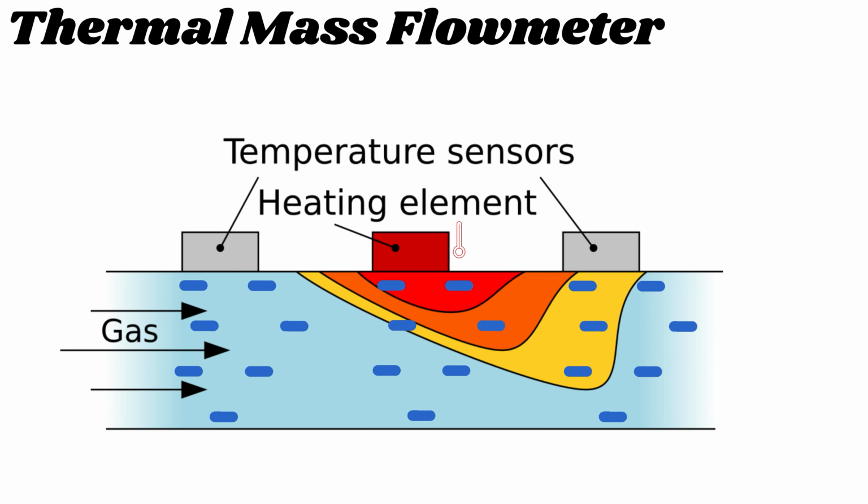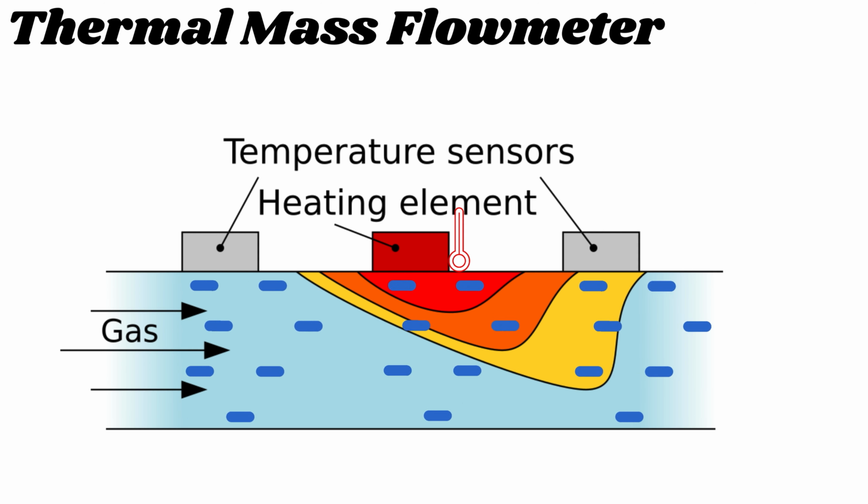Thermal mass flow meter. In a thermal mass flow meter for gases, the fluid passes through a heating element. As the flow rate increases, the heating element cools. The flow meter measures the amount of energy required to maintain the temperature of the heating element, which is proportional to the mass flow rate of the gas.